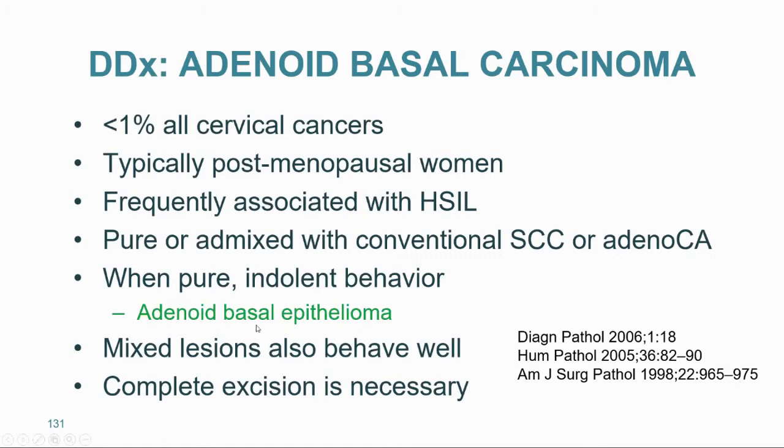to the point that some people believe that they're benign and should be called adenoid-basal epithelioma. Now, the term adenoid-basal carcinoma persists in the classification, but keep in mind that these lesions can be quite indolent if they're pure. Sometimes they're admixed with a conventional squamous cell carcinoma or a conventional usual type adenocarcinoma. And in those cases, the prognosis is going to be dictated by that component.